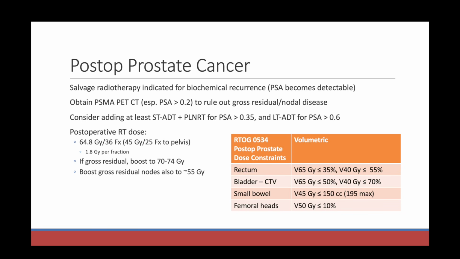So rectum V65 gray less than 35%, V40 gray less than 55%, bladder minus CTV 65 less than 50%, 40 less than 70%. Small bowel, the same dose I always know for small bowel, which is 45 gray less than 150 cc's. And then femoral heads V50 less than 10%.